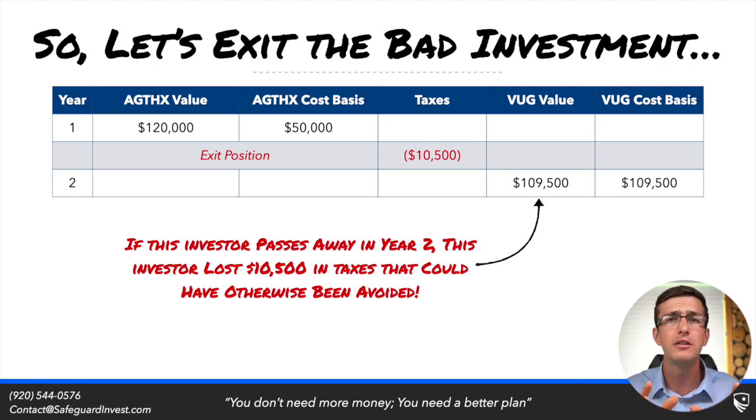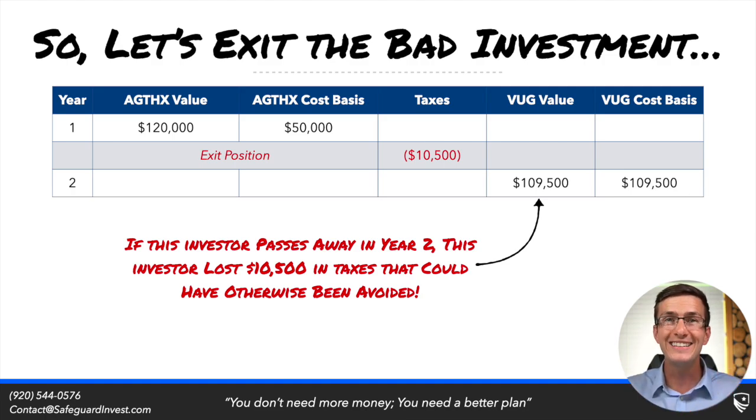Well, let's say this is long-term capital gains of 15% here, just for simplicity. Well, that would cost us $10,500 in taxes to exit one investment and roll that into the new investment. Well, in this example, we're going to say that this investor passes away in year 2.